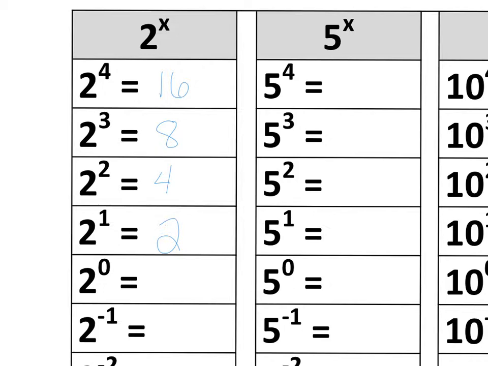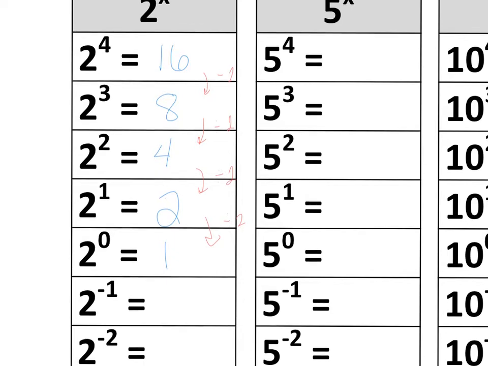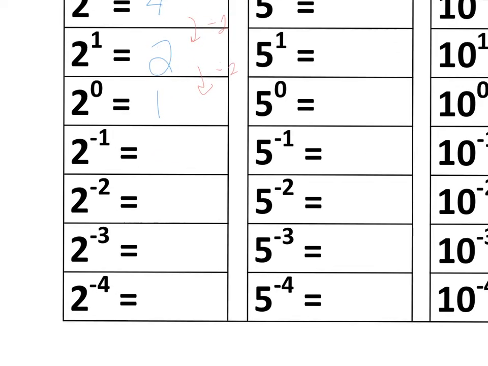To get from 16 to 8, we divided by 2. To get from 8 to 4, we divided by 2. To get from 4 to 2, we divided by 2. If we continue this pattern of dividing by 2, then 2 to the 0 would have to be 1, since 2 divided by 2 is 1. If we continued, these exponents are now negative, but the pattern should still remain. So we have 1 divided by 2, that's 1/2. And if we kept up the pattern, 2 to the -2 would be 1/4, 2 to the -3 would be 1/8, and 2 to the -4 would be 1/16.